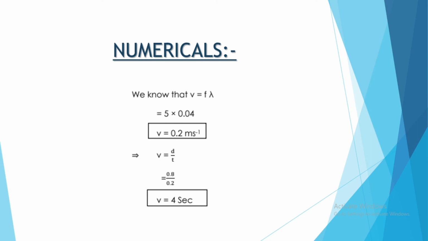If v is equal to f lambda, v will be equal to 5 times 0.04, which is 0.2 meter per second. If v is equal to d upon t, then t is 0.8 upon 0.2, which will be equal to 4 seconds.